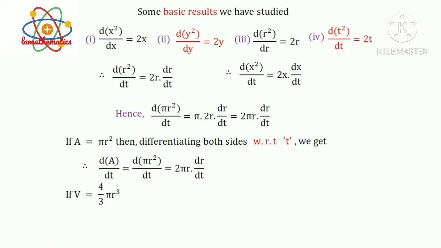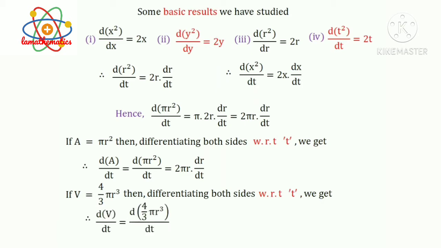If capital V equal to 4 by 3 pi r cube, then differentiating both sides with respect to t, we get d by dt of capital V equal to d by dt of 4 by 3 pi r cube equal to 4 by 3 pi into 3 r square into dr by dt. On simplification, we get 4 pi r square into dr by dt. These basic results we use in the case of problem solving.